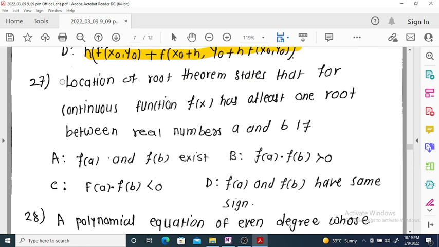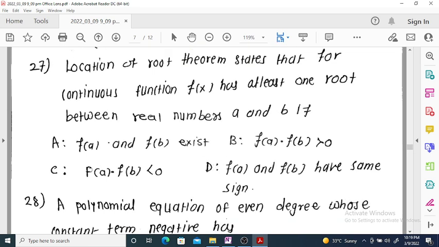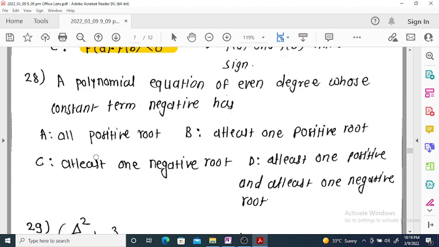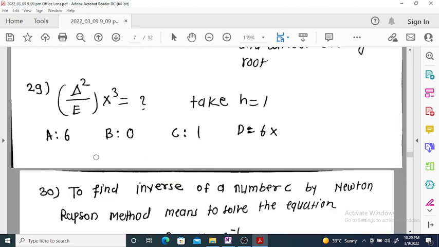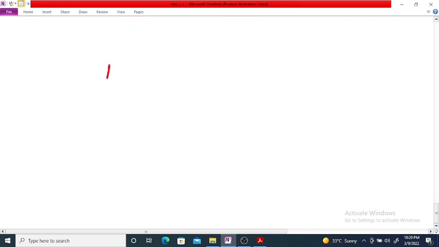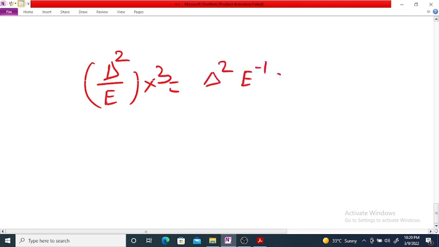The location of root theorem states that a continuous function f of x has at least one root between real numbers a and b if f of a times f of b is less than 0. Then a polynomial equation of even degree whose constant term is negative has... delta square by e divided by x cube is equal to delta square e raised to minus 1 x cube.